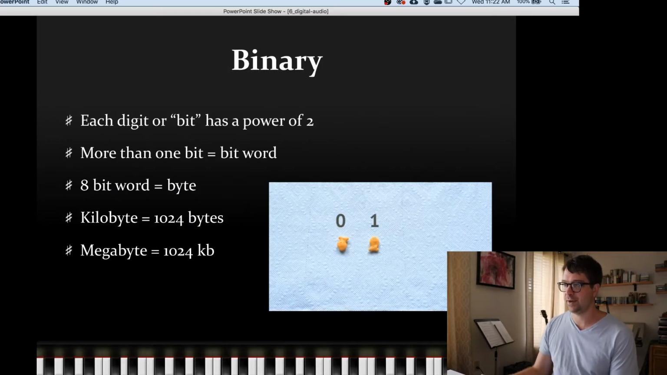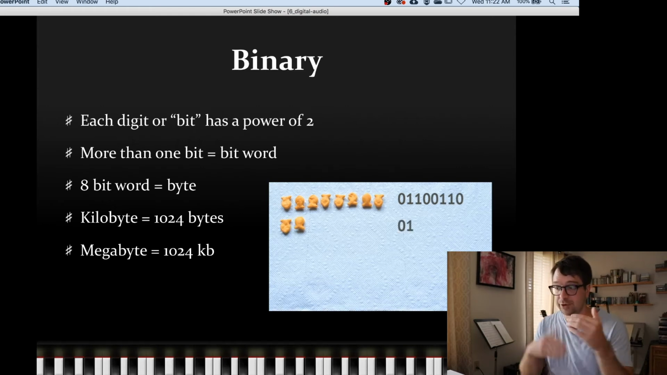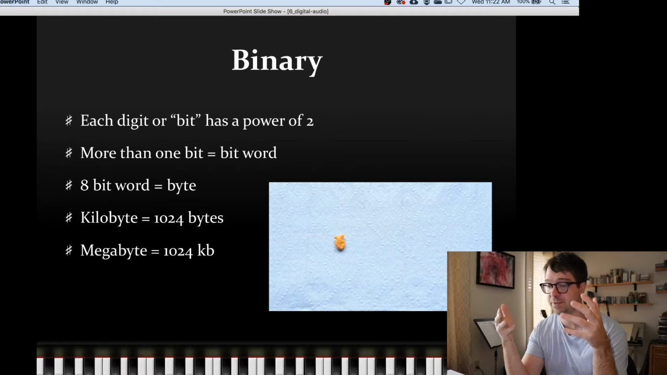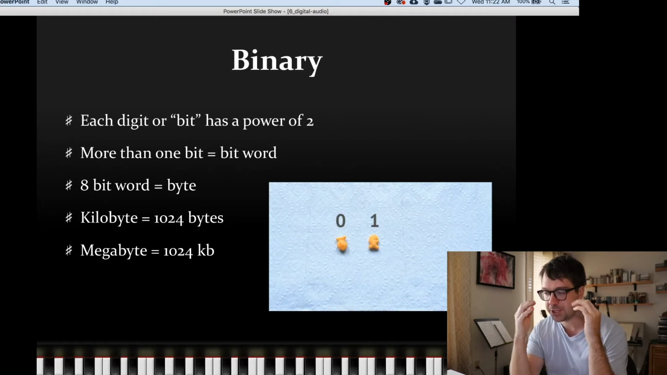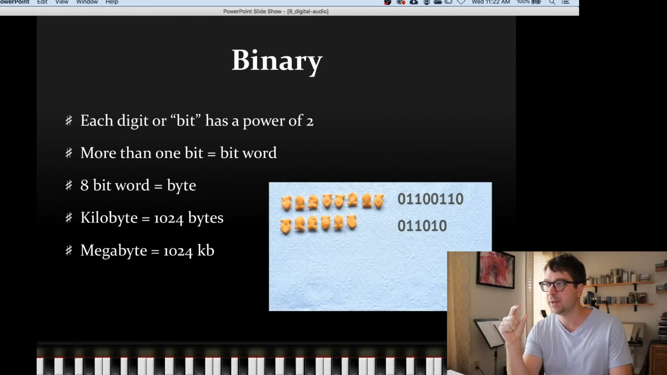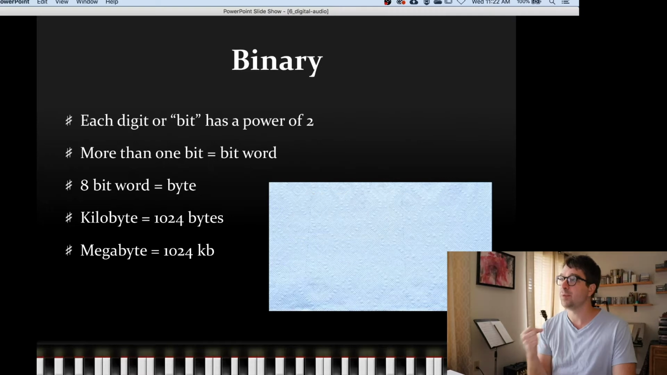So binary, let's talk about binary. Basically, binary is a string of zeros and ones. And each 0 or 1 can potentially stand for a bunch of things. Each digit or bit, so each space that's potentially a 0 or a 1, has the power of 2. If you have more than one bit in a row, that's called a bit word.